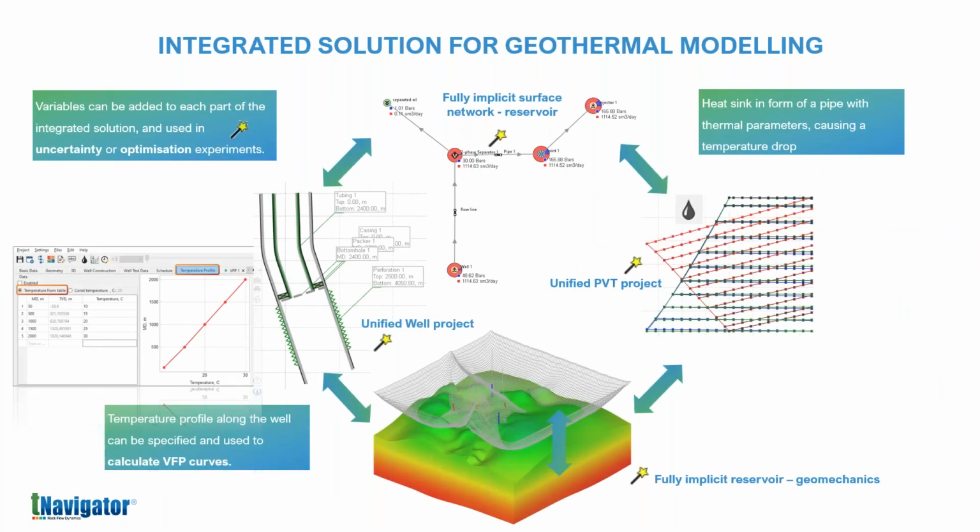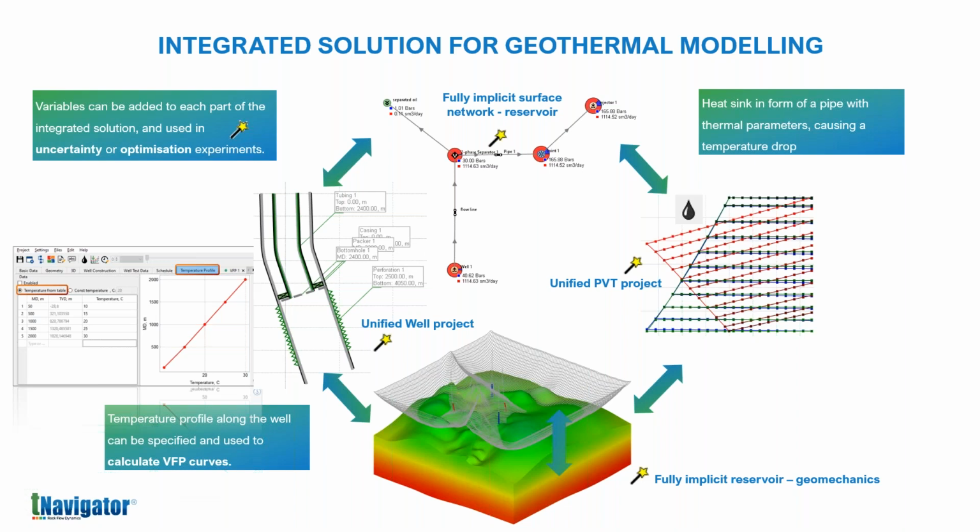Now, how do we do this in tNavigator? We offer a fully integrated solution, from reservoir modeling, which is fully implicitly linked to geomechanics, PVT with multi-component water, where we can have various salt types, etc. Wellbore pressure and temperature loss modeling with temperature gradients and heat transfer coefficients, to fully implicit surface network modeling to illustrate this closed loop system that we have with the geothermal modeling side, and also predict surface losses at the same time.